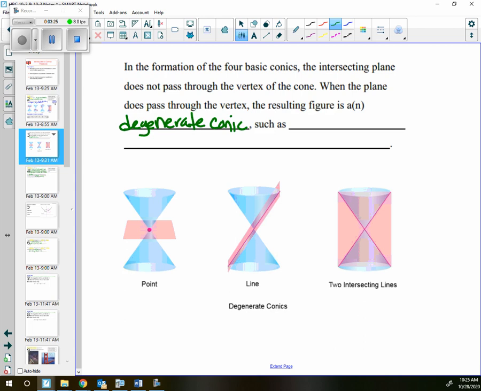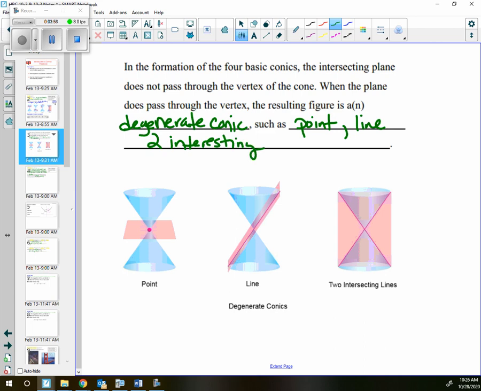Here are just 3 examples. If the plane goes right through where the 2 parts of the cone meet, it intersects at a point. That's not a conic section, so that's not something we'll be looking at. If it is right along the edge of the cone, that plane actually intersects and makes a line. That wouldn't be a conic section either. And then if you put that plane right through the vertex parallel to the height, it actually makes 2 intersecting lines. That would also not be a conic section because that's not one of the 4 shapes that we're talking about.